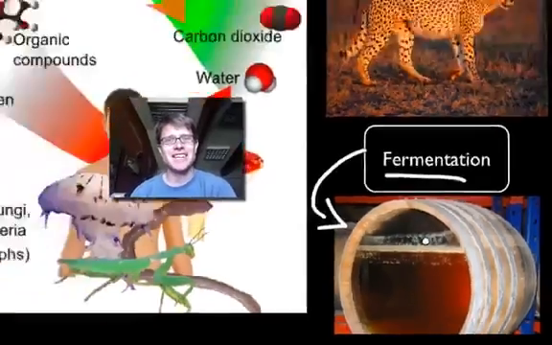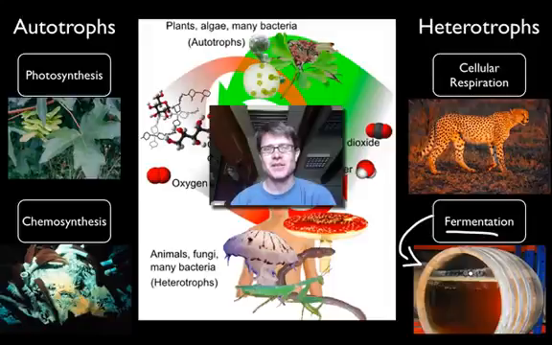We use something called lactic acid fermentation to do the same thing. It's a form of energy capture, but we don't require oxygen to do it.